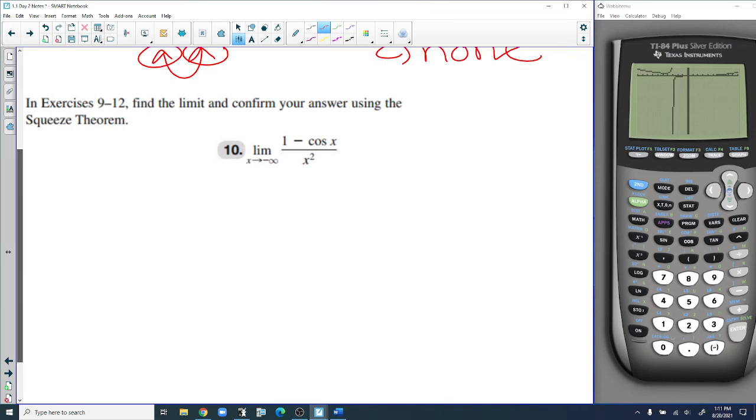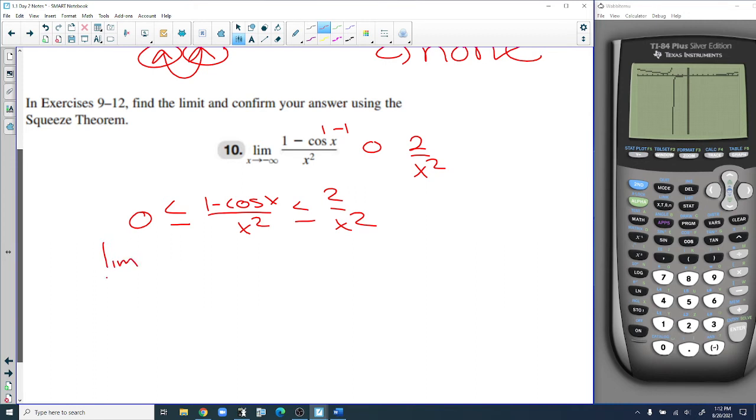Find the limit and confirm your answer using the squeeze theorem. The highest value for cosine is 1, and 1 minus 1 is 0. And the lowest value for cosine is negative 1, and 1 minus negative 1 is 2. So I know that this function is going to be between 0 and 2 over x squared. So 1 minus cosine x over x squared is less than or equal to 2 over x squared. So we're going to take the limit as x approaches negative infinity for all three of these.